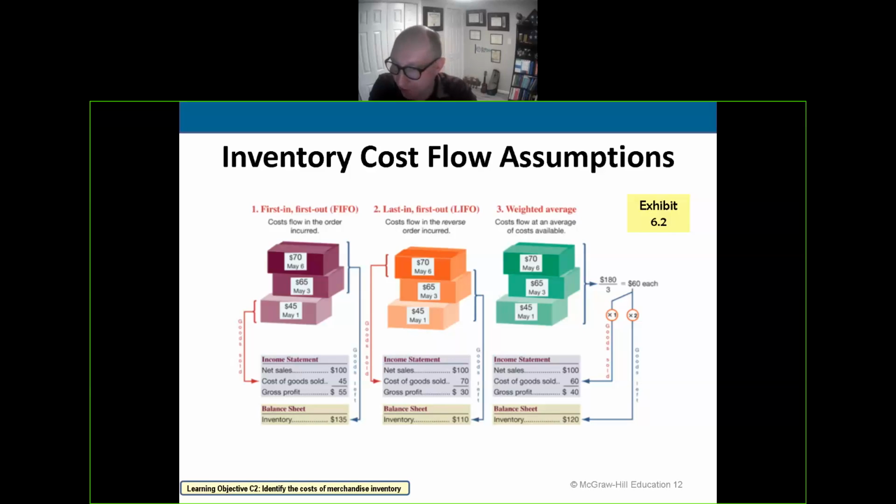I sold 1 unit, okay? For $60 was my cost. Sold it for $100 minus $60 cost of goods sold equals gross profit of $40. I have 2 remaining purchases left in inventory. 60 times 2 is 120. That's my inventory balance. Everyone sees how we got here? Makes sense? Clear?